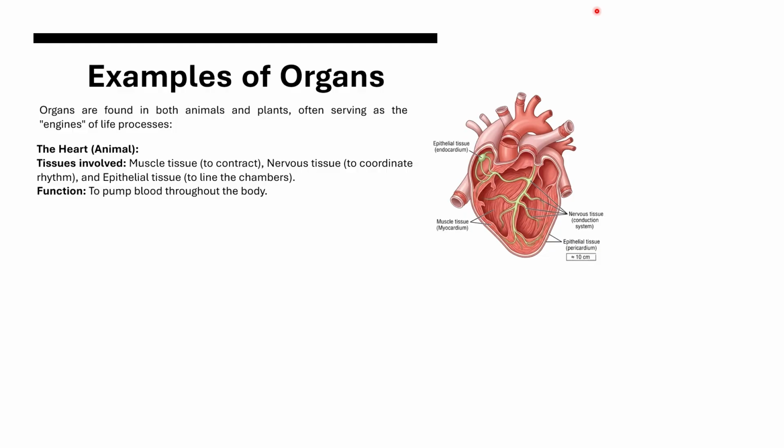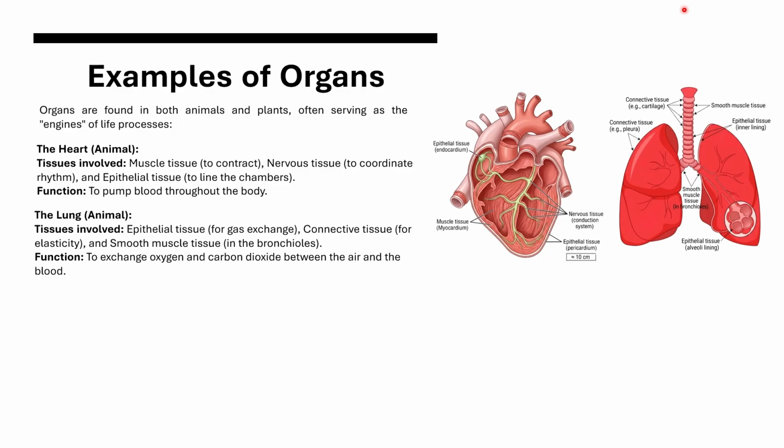First of all, muscle tissue, the heavy lifter, which provides the force to contract and squeeze blood. Then the nervous tissue, which is the internal pacemaker that coordinates the rhythm so the chambers beat in the right order. Then the epithelial tissue, which is a smooth lining for the chambers to ensure blood flows with minimal friction, and together these tissues achieve one massive function, pumping blood throughout the entire body.